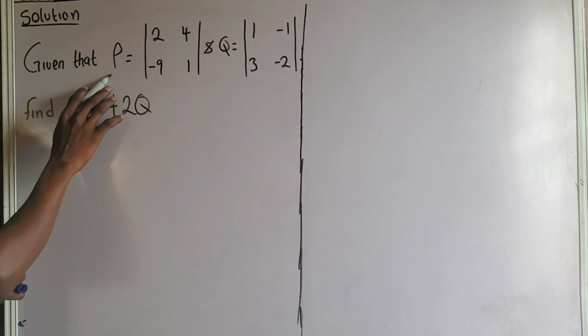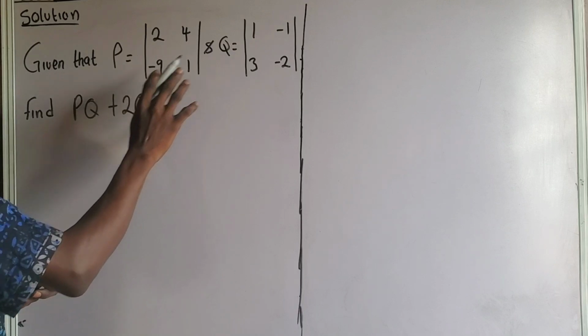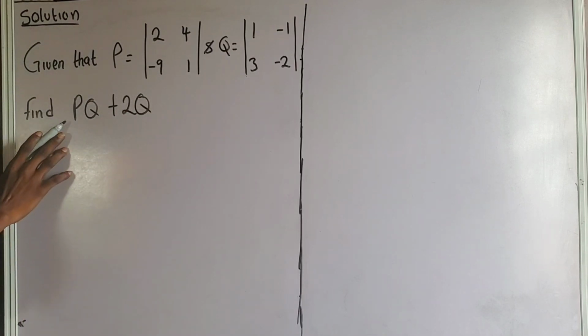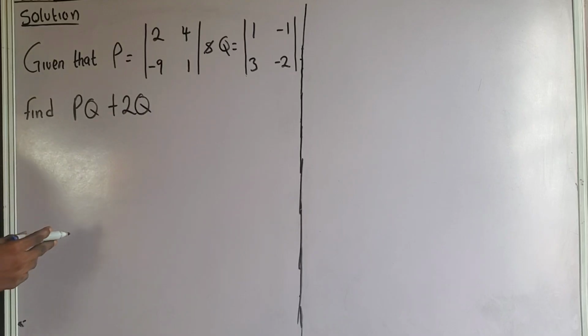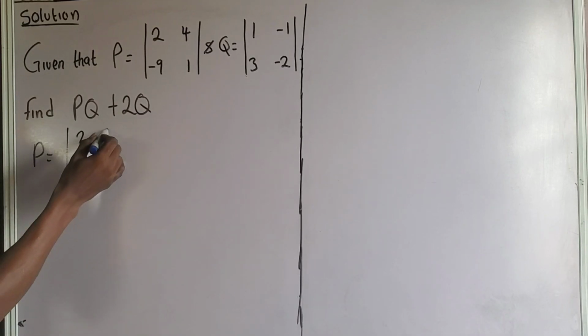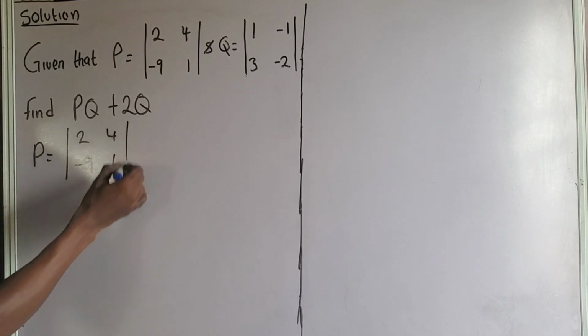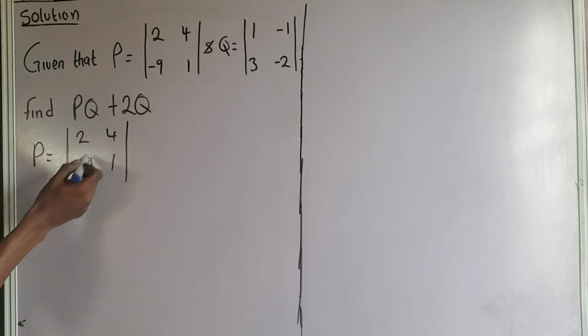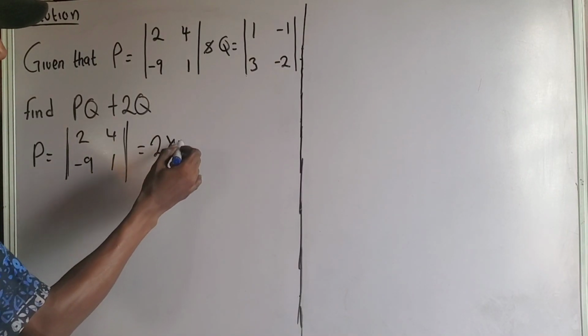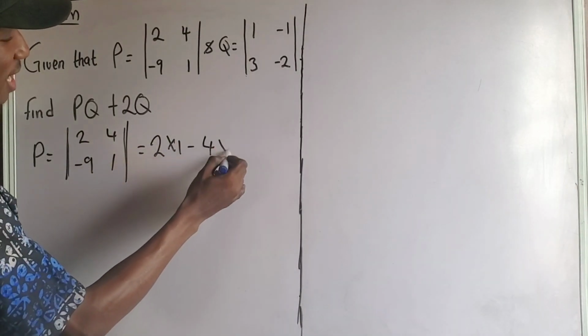Given that P equals the determinant of this matrix and Q equals the determinant of this matrix, we are asked to find PQ plus 2Q. Okay, how can we evaluate PQ plus 2Q? The first step is that since we know that P equals 2, 4, negative 9, 1, the meaning of this sign is determinant. So let us evaluate the determinant of this matrix. For this, I'm going to have 2 times 1 minus 4 times negative 9.